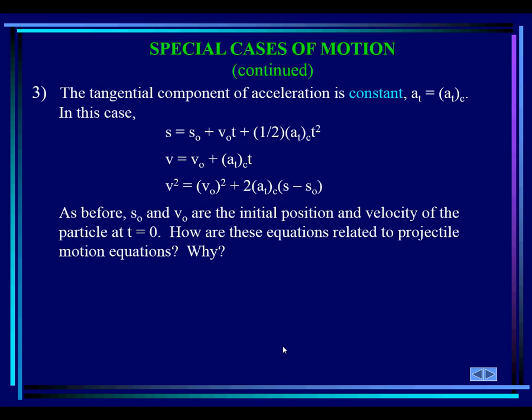Three, the tangential component of acceleration is constant. Okay, so if you have an acceleration that is constant, you will have that s is s0 plus v0 t plus one half a t squared. We derived that equation last time. v is v0 plus a t. So v squared, again, that was one of the other equations that we need to learn, is v0 squared plus 2 a (s minus s0).